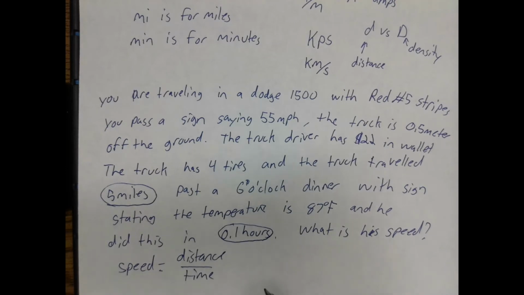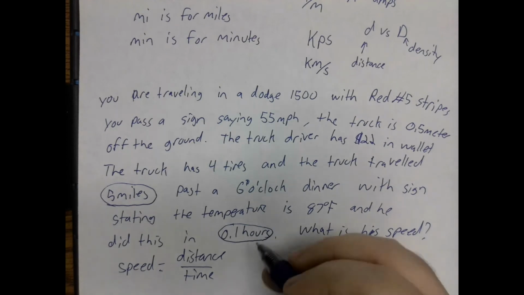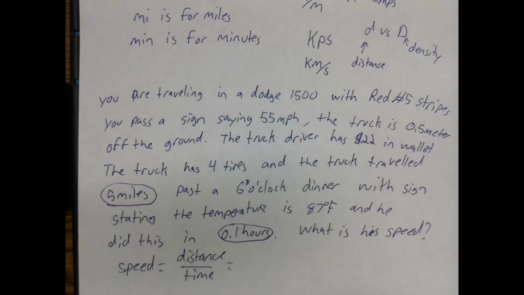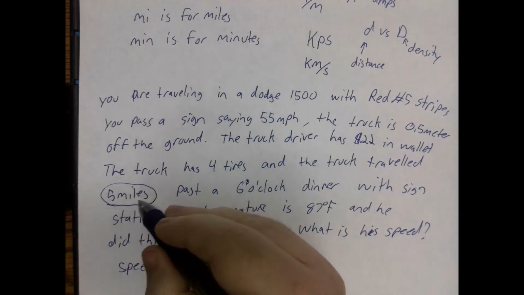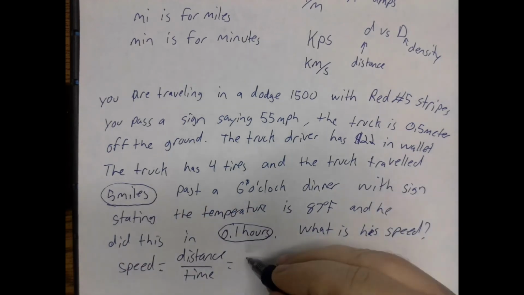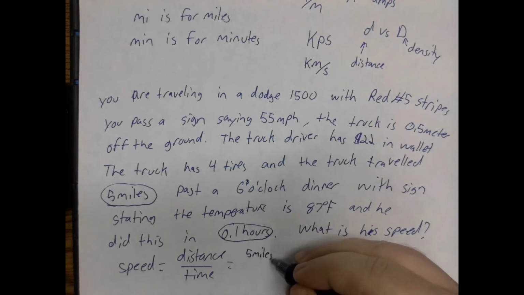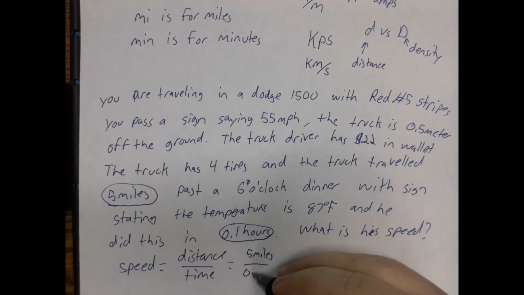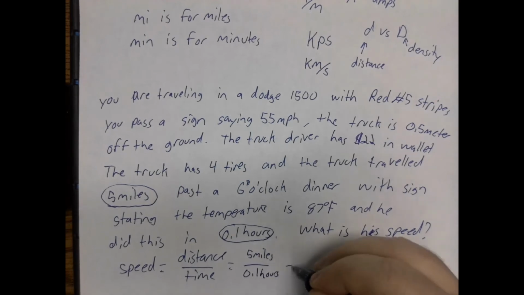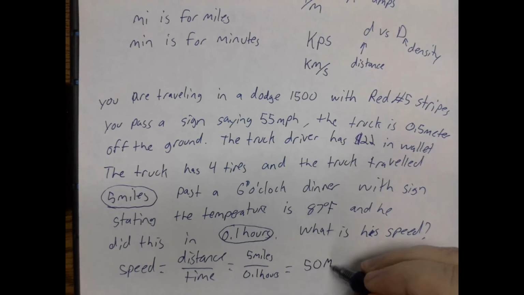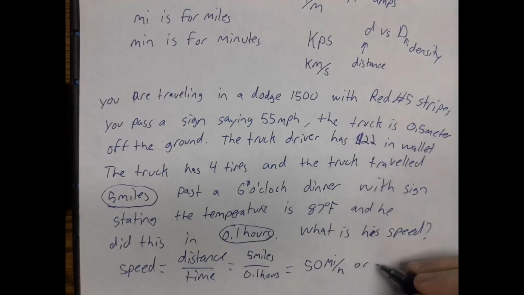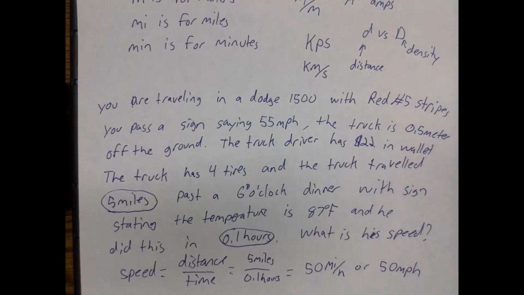So I've seen a lot of people on the homework just randomly assign variables to numbers. You have to read the problem and gather what the variables that are important are and what they mean. This is a distance unit. That's how much he traveled. So his distance is 5 miles. And he did this in 0.1 hours. So his speed was 50 miles per hour.